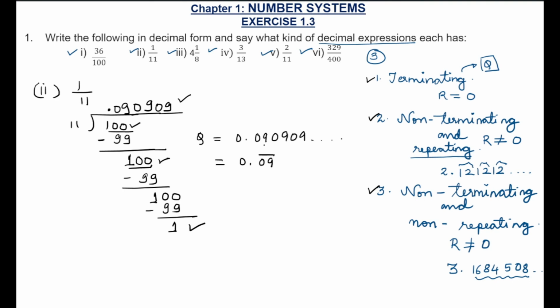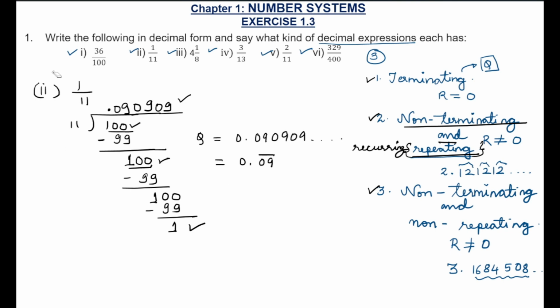So what type of decimal expression is it? Yes, it is non-terminating and repeating. In some books, instead of using the word repeating, the word used is recurring, which means the same. So you can write it as non-terminating and recurring because the same pattern is occurring again and again.